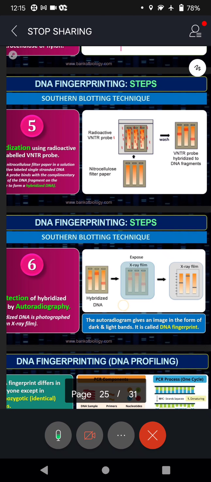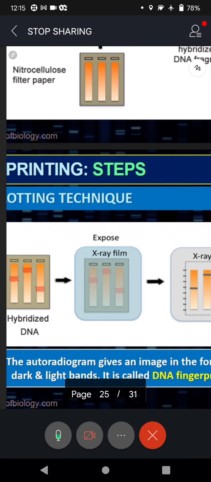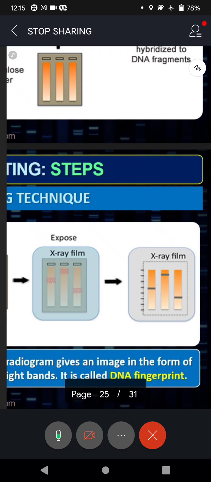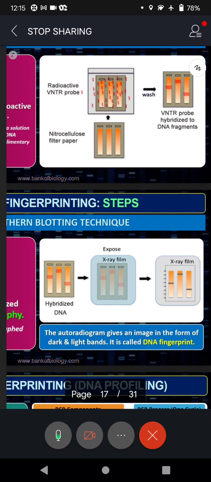Look at that. We are taking it onto an X-ray film, and through that X-ray film we are able to see the sequences. X-ray film exposed, and look at the DNA sequences. This is for one DNA we are doing. The autoradiogram gives an image in the form of dark and light bands. So whenever we get these dark and light bands of DNA fragments, now compare these dark and light bands that are spread across with the suspected person.